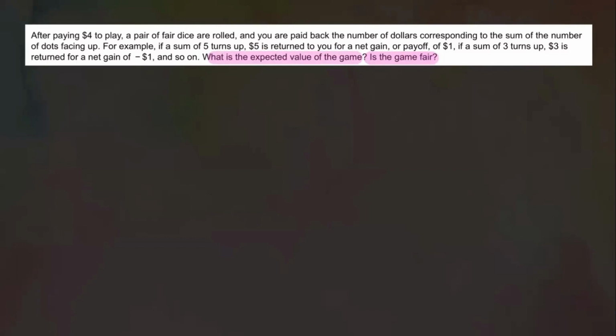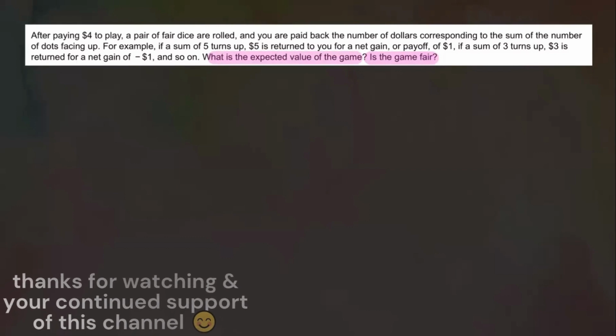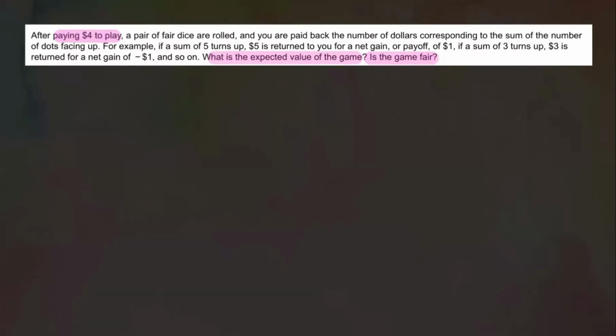So after paying $4 to play, all right, this information is important. A pair of fair dice are rolled, so we're going to roll 2 dice. You are paid back the number of dollars corresponding to the sum of the number of dots facing up. For example, if a sum of 5 turns up, then you're paid $5, which means your profit is $1 because you paid $4 to play the game. If the sum of the dice turns up 3, then you're paid $3. That means you just lost $1 for that game.